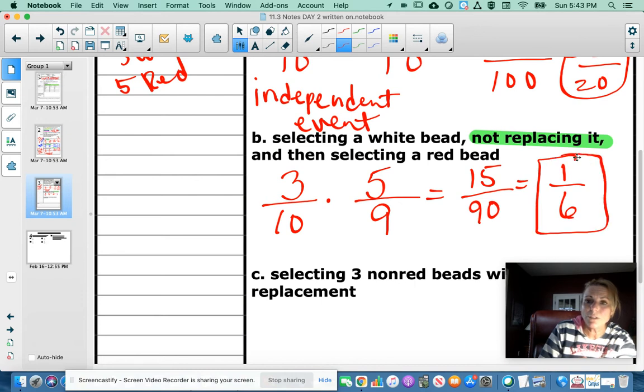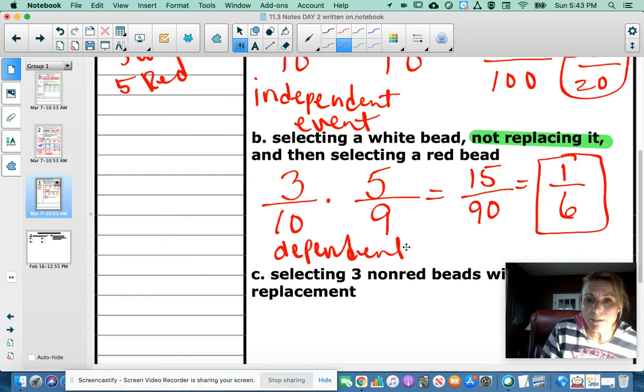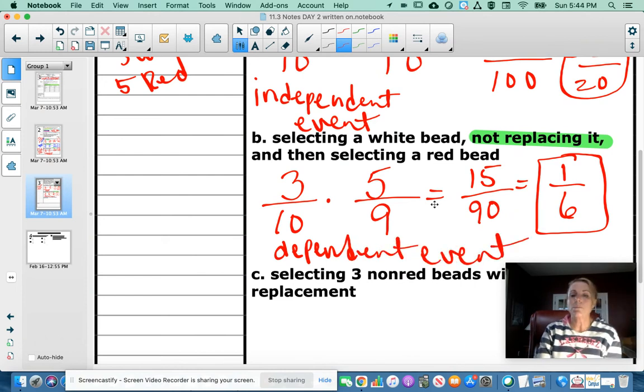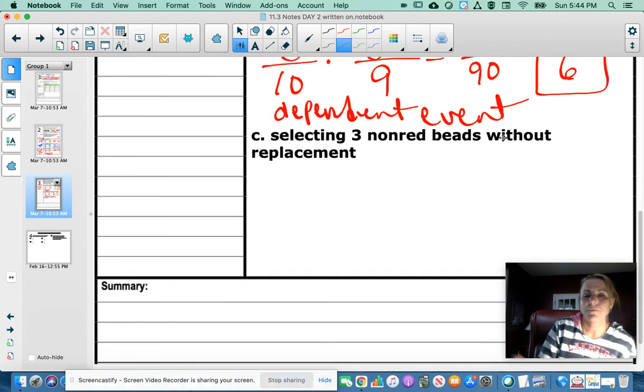And notice I'm reducing these fractions. You should get in the habit of doing that too. Oh, this, by the way, is a dependent event because the second probability depended on the first, because we picked a white bead and we did not put it back in the bag.